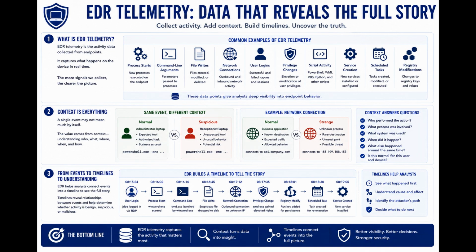EDR telemetry is the activity data collected from endpoints. Common examples include process starts, command line arguments, file writes, network connections, user logins, privilege changes, script activity, service creation, scheduled tasks, and registry modifications. A single event may not mean much by itself. The value comes from context.